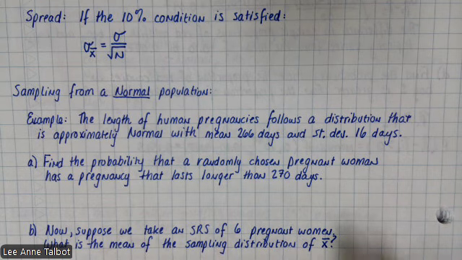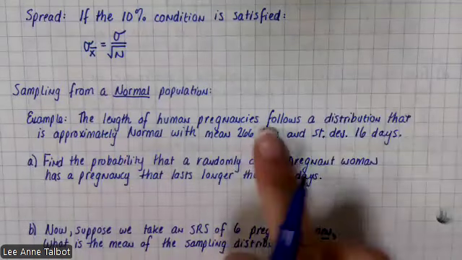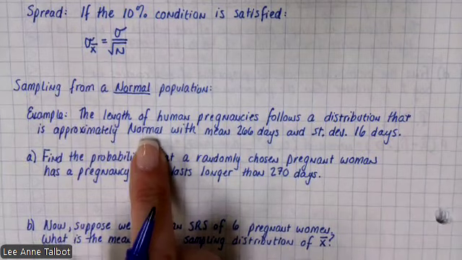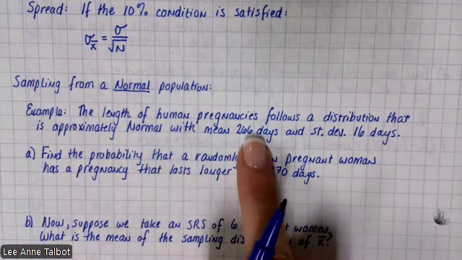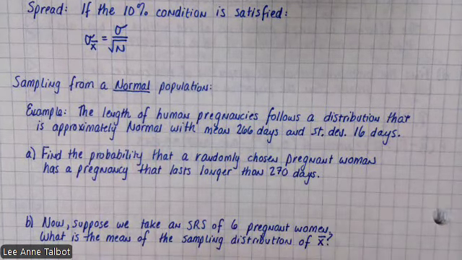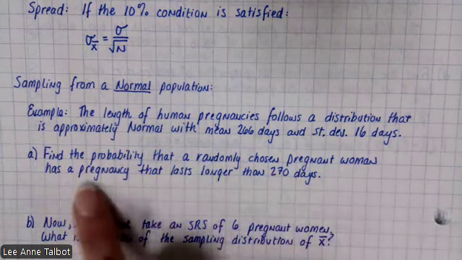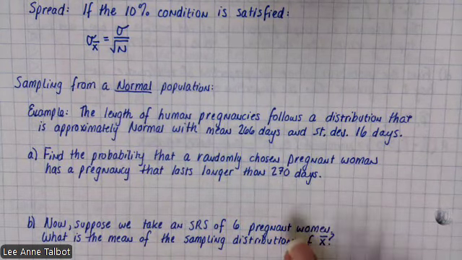Okay, let's do this first one. The length of human pregnancies follows a distribution that is approximately normal. Did you guys know that? Most medical things do, with mean 266 days and standard deviation 16 days. Find the probability that a randomly chosen pregnant woman has a pregnancy that lasts longer than 270 days.